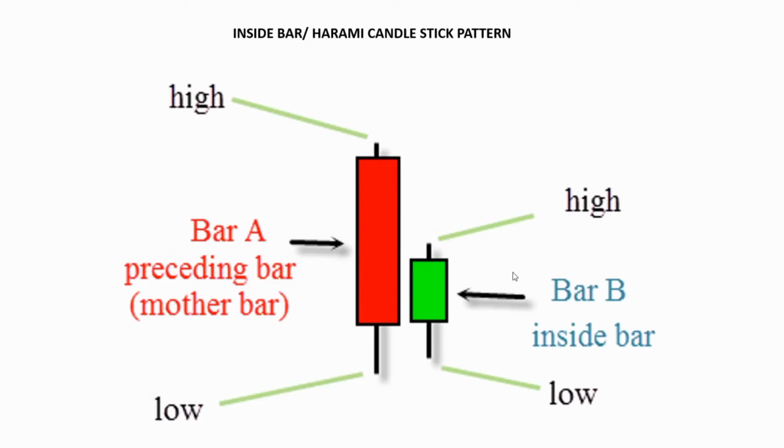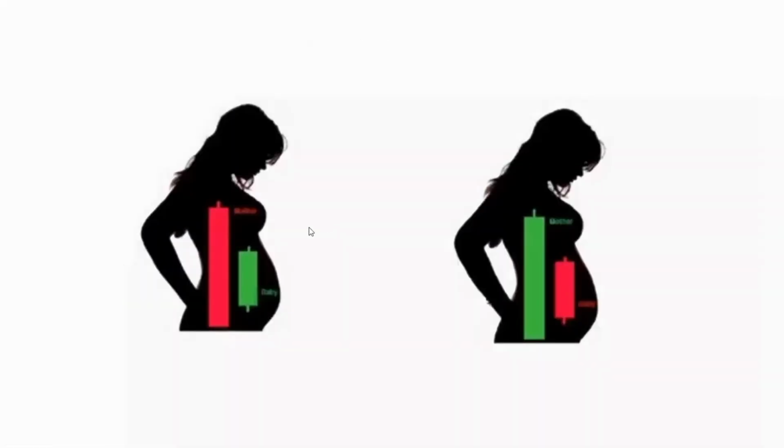We have the bullish and the bearish inside bar, or bullish and bearish harami, because some of you might have heard of harami before. It still means the same thing. So you can say that it's just having the picture of a pregnant woman. So you should have that picture in your head when looking out for a bullish or a bearish harami.